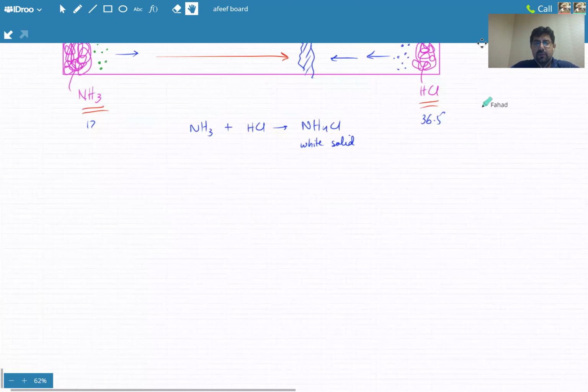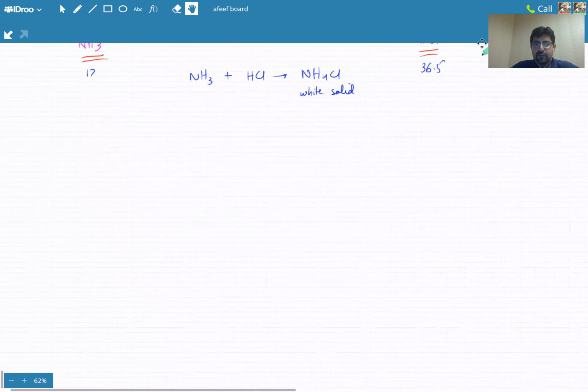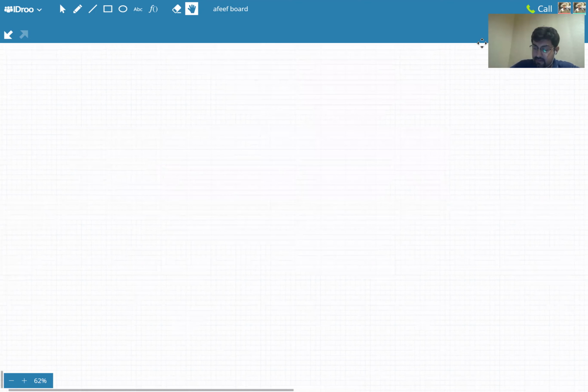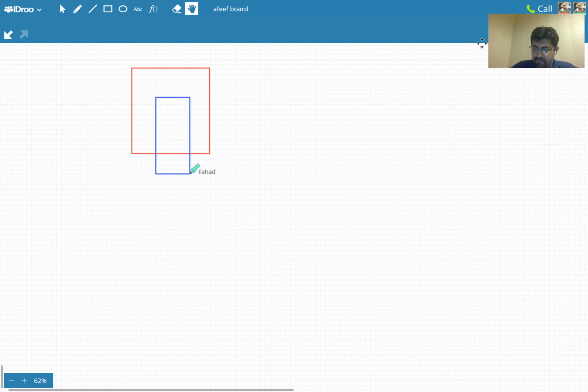Then there's another one. Let's do another question related to this. This other question is, you have this inverted beaker, and inside there's another container. Not a beaker, it's a porous pot. I'll explain what a porous pot is. And that porous pot is connected to a tube, and the tube has two ends.